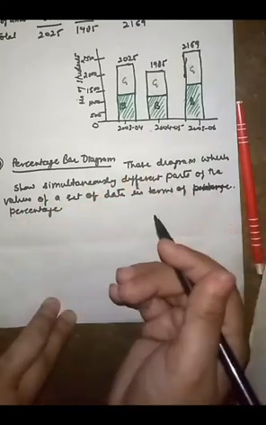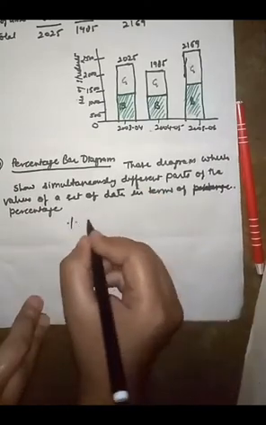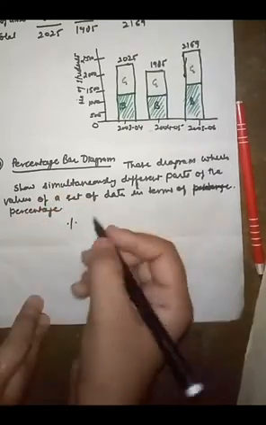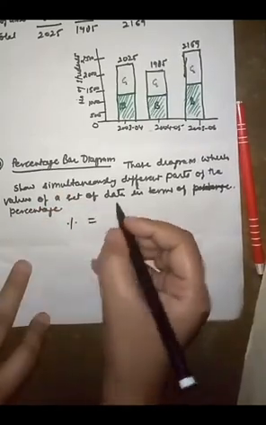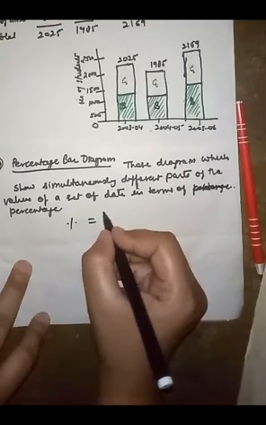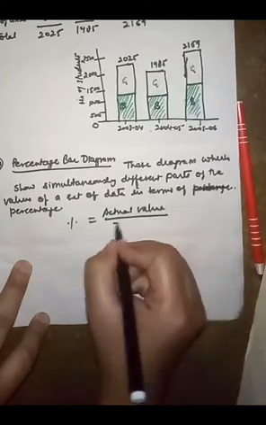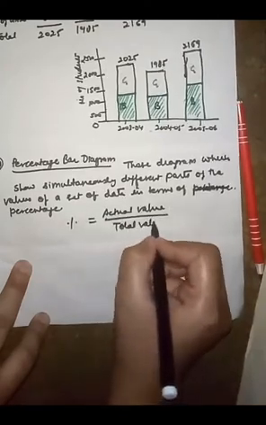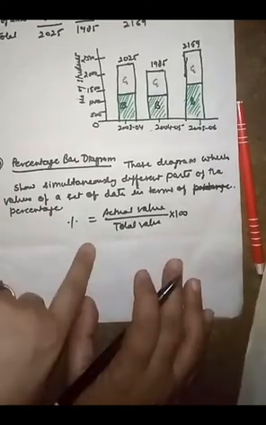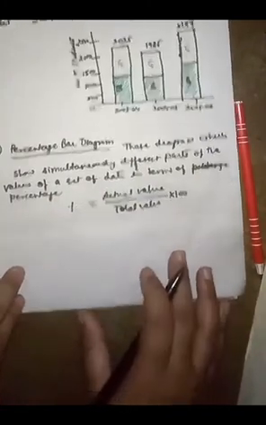So how to convert a value into percentage? If you want to change any value into percentage form, use the formula: percentage value equals actual value upon total value into 100. If you use this formula, you can change any value into percentage form, right friend?